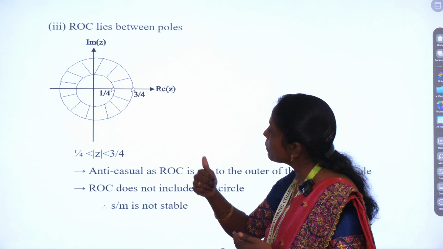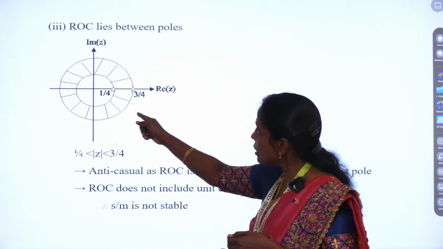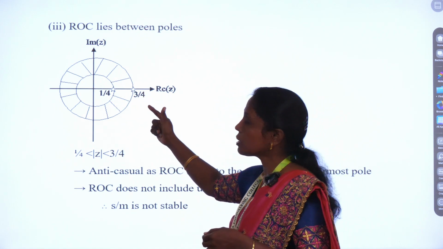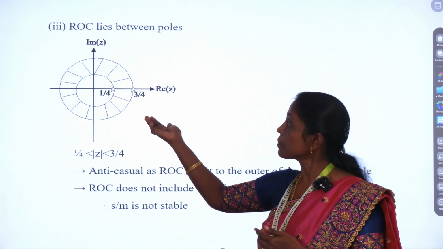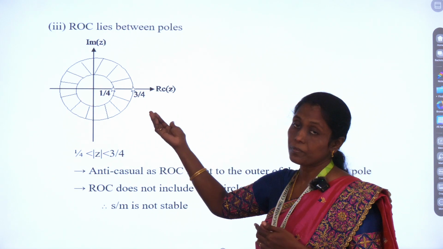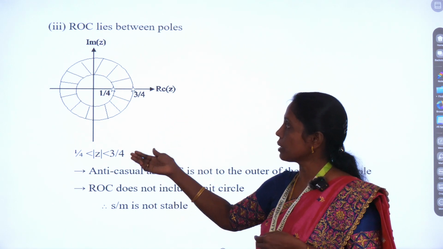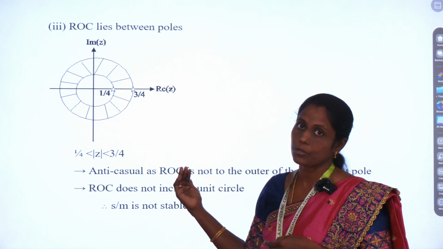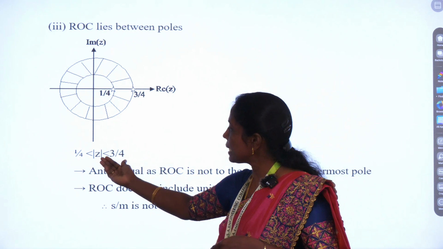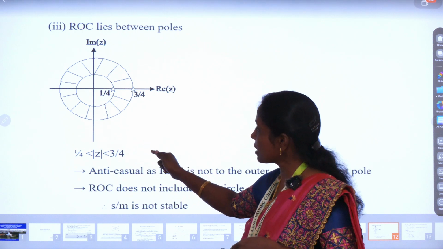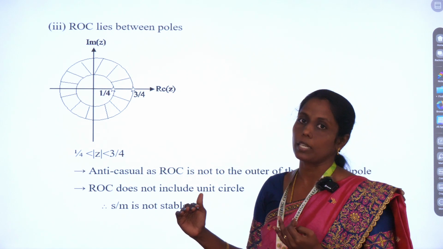Now let us check for the stability. Stability means it should cover the unit circle. Is it covering the unit circle? No, it is in between 1 by 4 and 3 by 4, and obviously 3 by 4 is lesser than 1. It doesn't cover the unit circle. So the condition for stability is also not satisfied. So in the third case, where the ROC lies in between 1 by 4 and 3 by 4, the system is anti-causal and unstable.